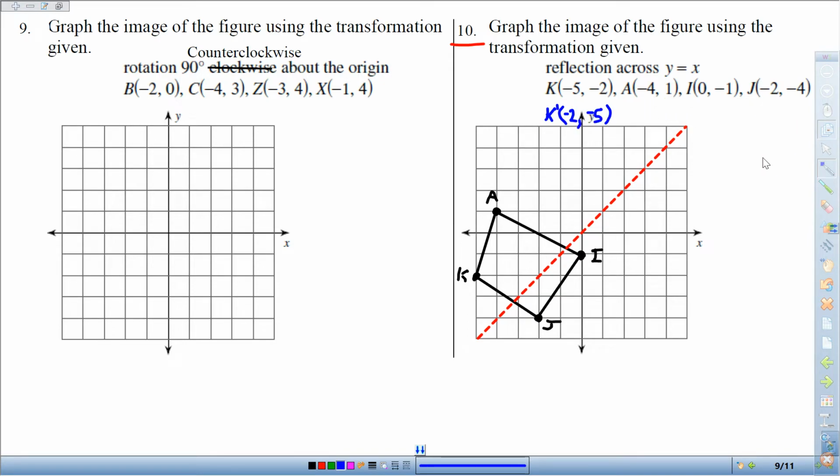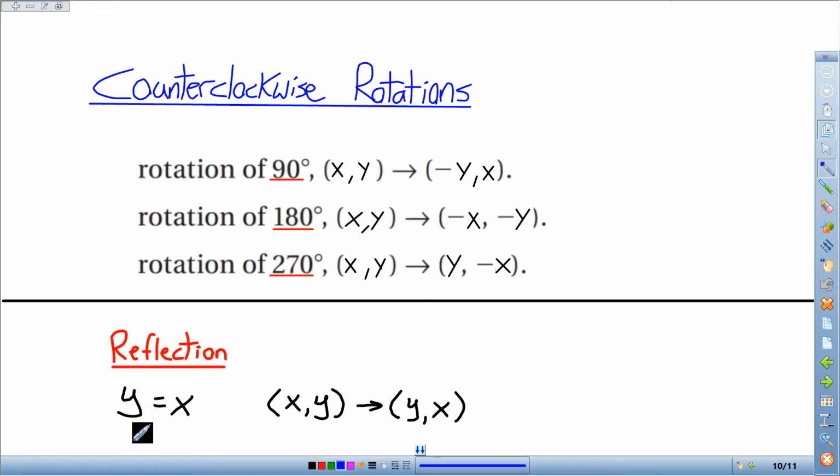Go ahead. But make sure you are showing me the rule being used on all of the rotations and this reflection over y equals x. I need to see the rules when you do these problems, or else I can't give you credit. So make sure you are.